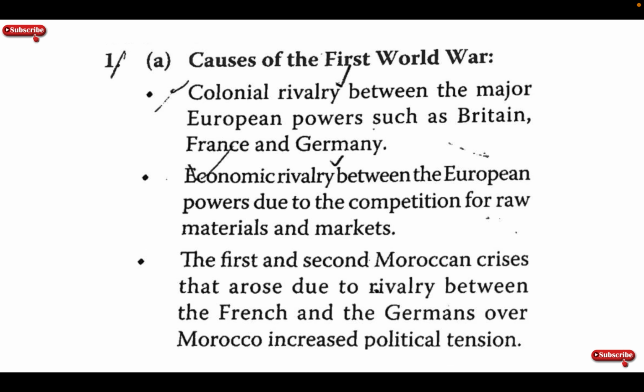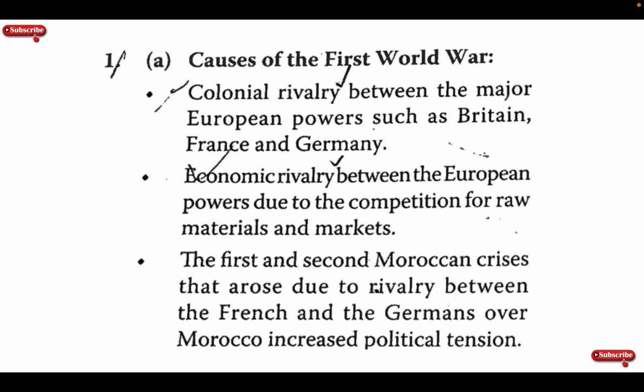Answers. Question 1A. Causes of the First World War. Colonial rivalry between the major European powers such as Britain, France, and Germany. Economic rivalry between the European powers due to the competition for raw materials and markets.